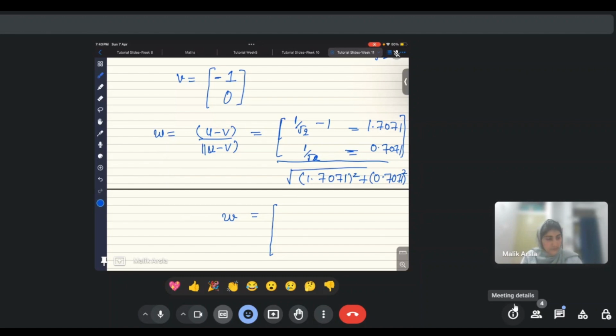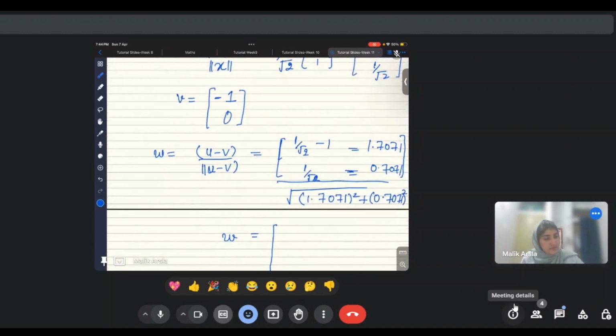This 1 by root 2 minus 1, is it 1.7? It's 1 by root 2 minus of minus 1, sorry. So it is plus 1. It will be U minus V, that will be 1 by root 2 minus of minus 1, that will be plus.